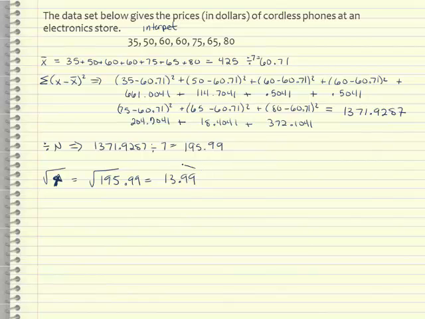Okay, so now that we've calculated the standard deviation, I got a standard deviation of 13.99. The average is 60.71. So basically, if you're paying more than $14 off of 60, that's paying too much. And if you're paying less, like more than $14 less, then you're getting a really good deal, because that's out of the norm. That's what the standard deviation is telling us.